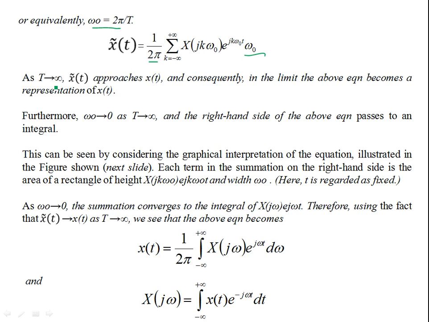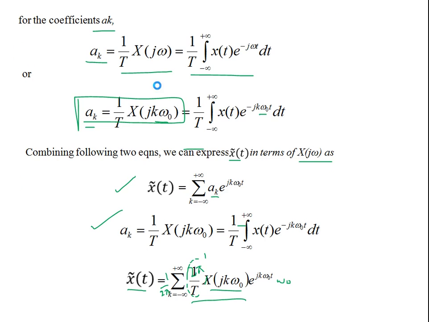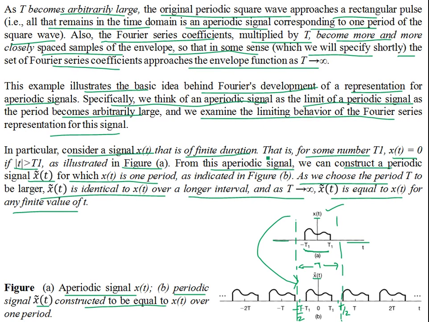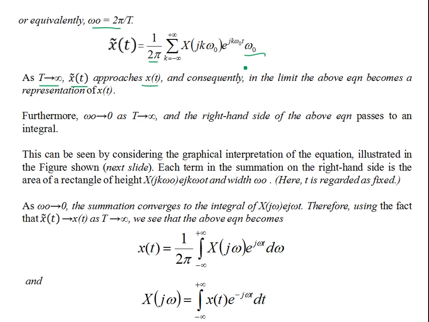Now, as T goes to infinity, x tilde t approaches x(t), right? As T is going to infinity, there is no difference between x tilde t and x(t). So as T goes to infinity, x tilde t approaches x(t), and consequently, in the limit, the above equation becomes a representation of x(t). If I put the limit in the expression that T is going to infinity, then this representation is not of x tilde t, it becomes equal to x(t), right?